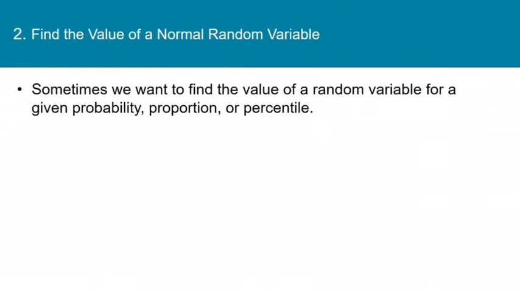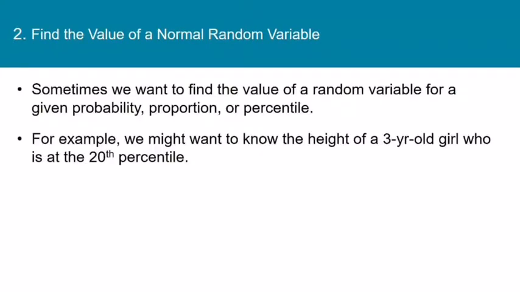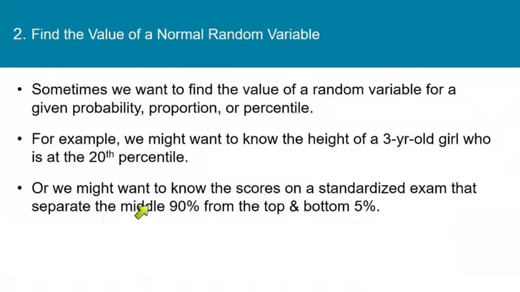Okay, so now we've done a couple of examples where they gave us a value of the random variable and asked us to find a related probability or proportion. But sometimes they'll give us the probability or proportion or percentile and ask us to work backwards to find the value of the random variable, and that's what I'm about to show you now. For example, we might want to know the height of a 3-year-old girl who's at the 20th percentile. Or we might want to know the cutoff scores for the middle 90% of scores on a standardized test.